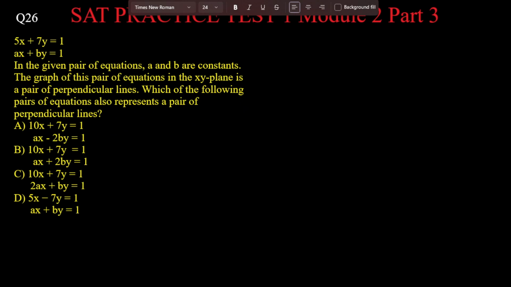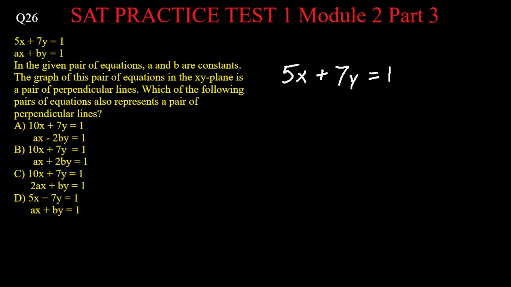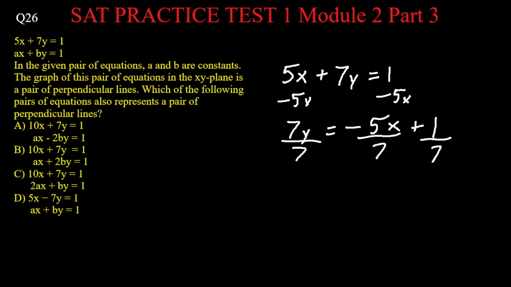In the given pair of equations, A and B are constants. The graph of this pair of equations in the xy plane is a pair of perpendicular lines. Which of the following pairs of equations also represents a pair of perpendicular lines? The first thing I need to recall about perpendicular lines is that their slopes are negative reciprocals. Looking first at the first pair we're given, I solve each for y equals mx plus b form. So I subtract 5x from both sides, and then I divide both sides by 7. And I see the slope of the first one is minus 5 over 7.